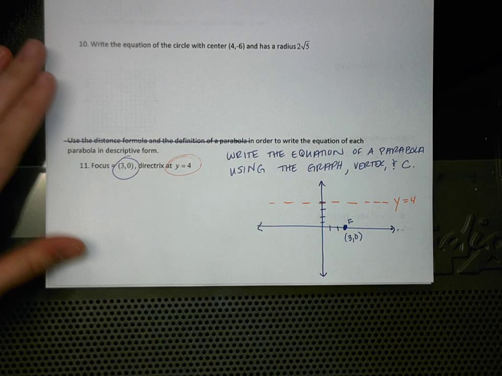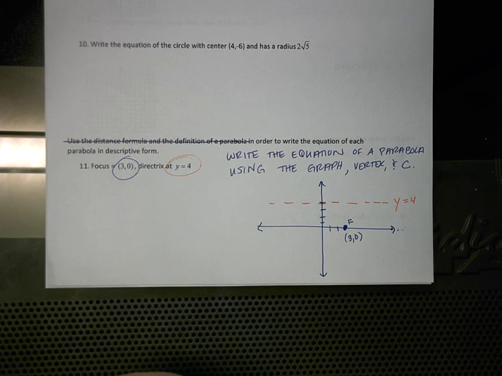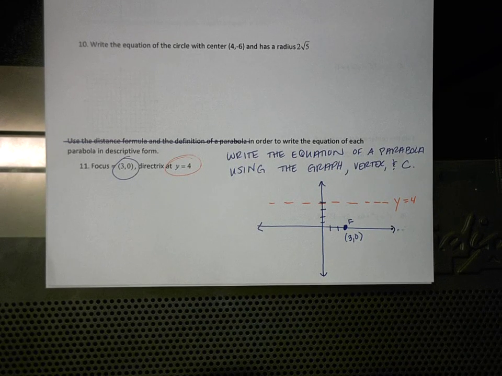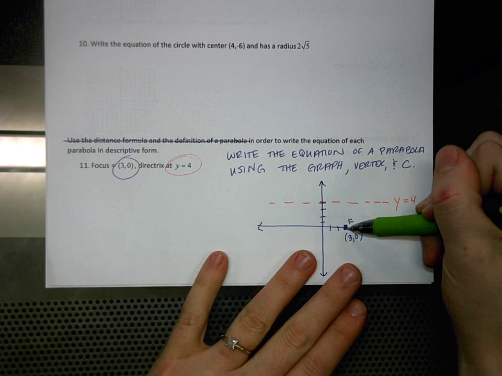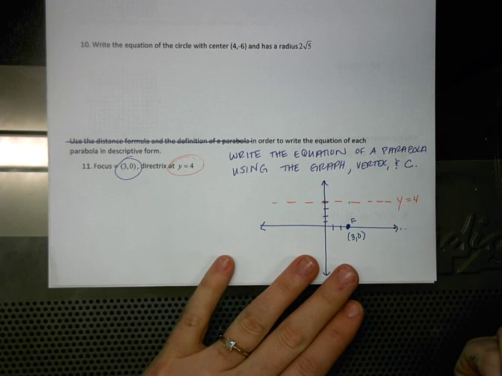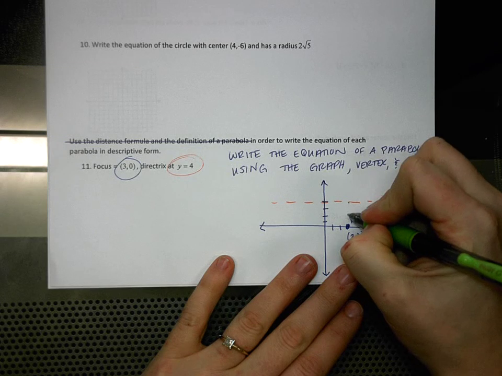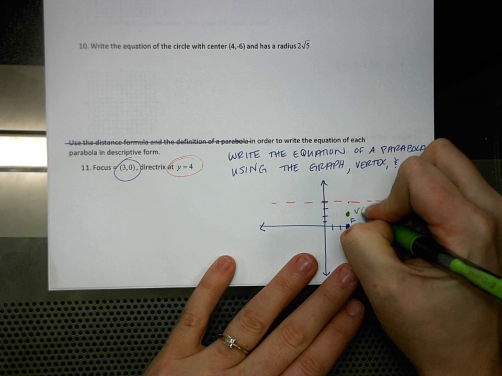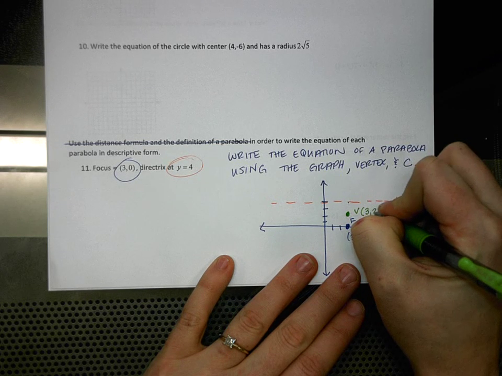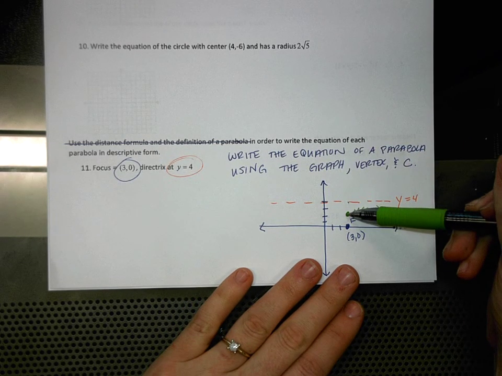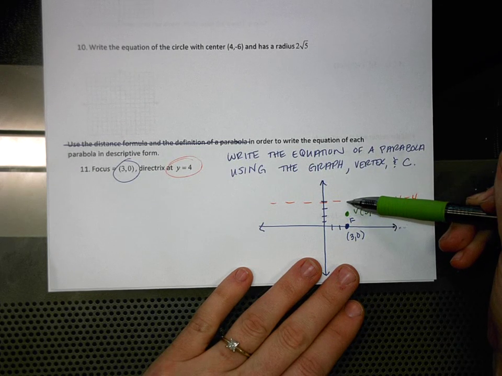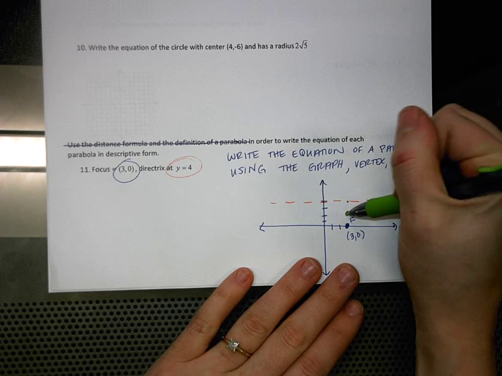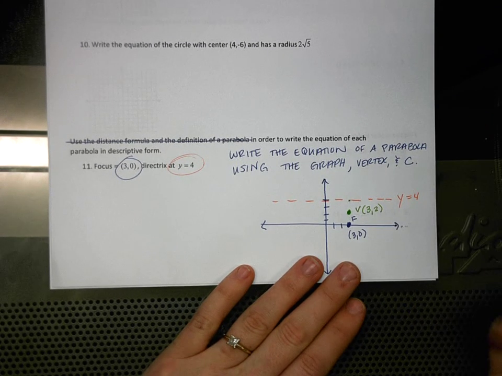And to find the vertex, we are going to find the point that is directly in between your focus and your directrix. So the focus and directrix are 4 apart from each other. If I go up 4 from the focus, I can get to the directrix, which means halfway would be my vertex. And my vertex in this case is 3, 2, because that's up 2 to get to my vertex, and then up 2 more to get to my directrix. So the distance between both the vertex and the directrix and the vertex and the focus is equal to 2.